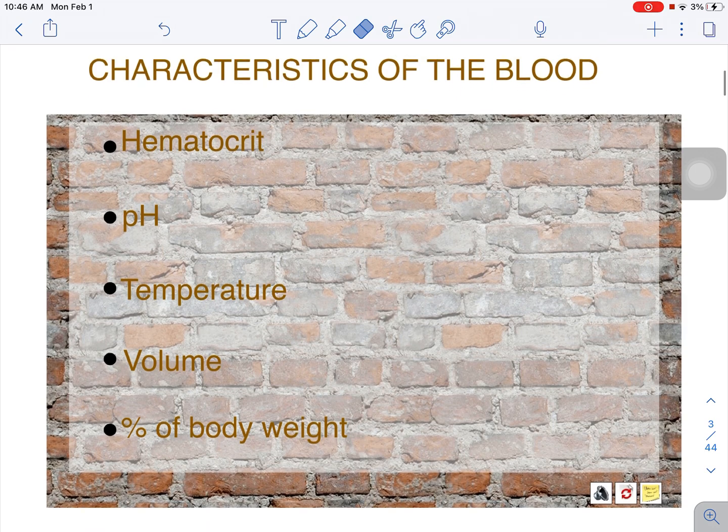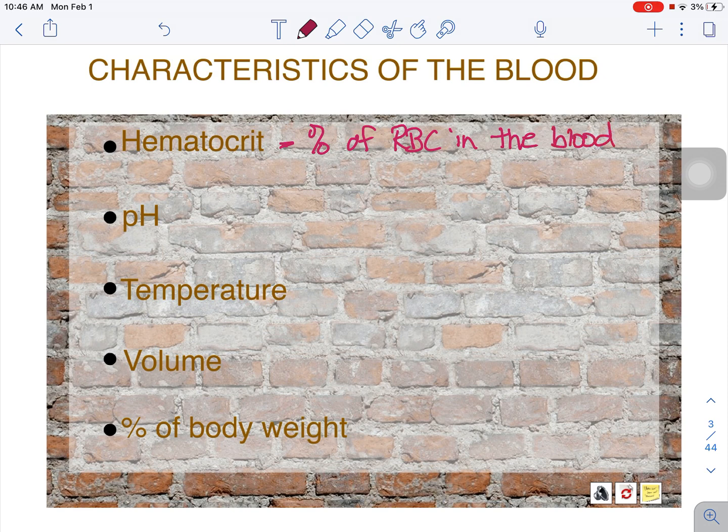So we need to go over some characteristics of the blood. We're just going to go over some general characteristics, and then we'll go over red blood cells in this part of the video. So first of all, hematocrit. A hematocrit is something that will be measured by doctors when they take your blood. And basically it is the percentage of red blood cells in the bloodstream.